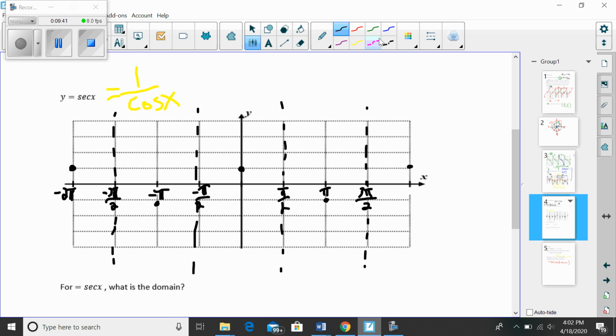Okay, and again, it might help to draw the cosine curve. I'm going to draw that in green here. Oops, I'm sorry. Sorry about that. It's got to go through 0. There's my cosine curve. A little ugly.